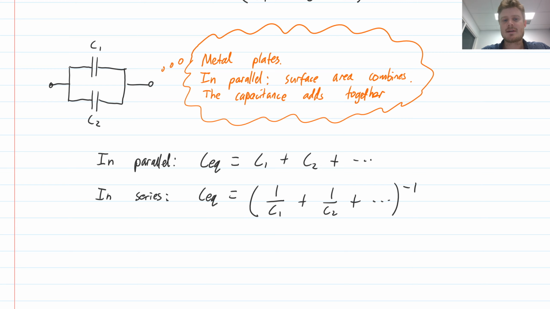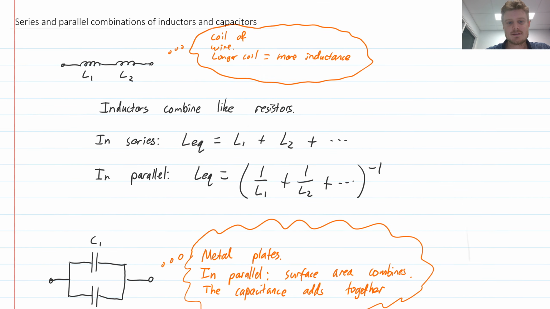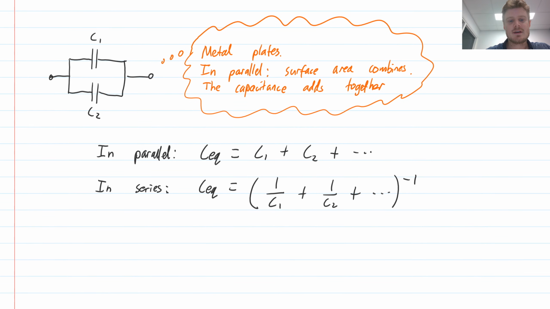So capacitors have the kind of opposite way of combining. Inductors combine like resistors. Capacitors have different rules. So capacitors combine differently. Right, the roles of the series and parallel are swapped.